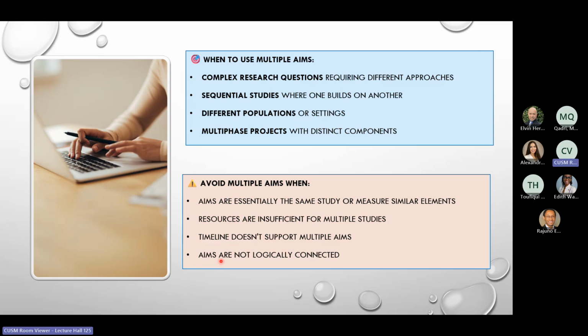And if your specific aims are not logically connected, if they're too independent and going off in too many different directions, you want to avoid having multiple specific aim statements. Keep it simple. Maybe one or two specific aim statements will be more suitable.